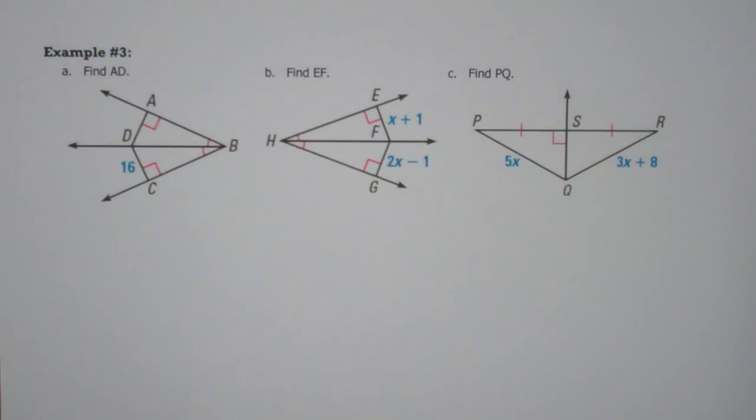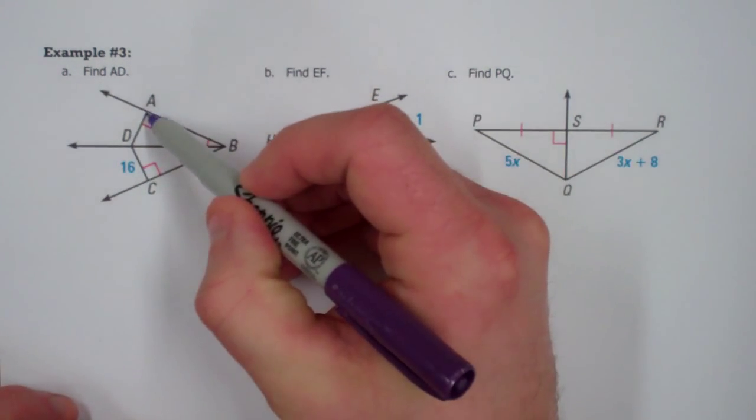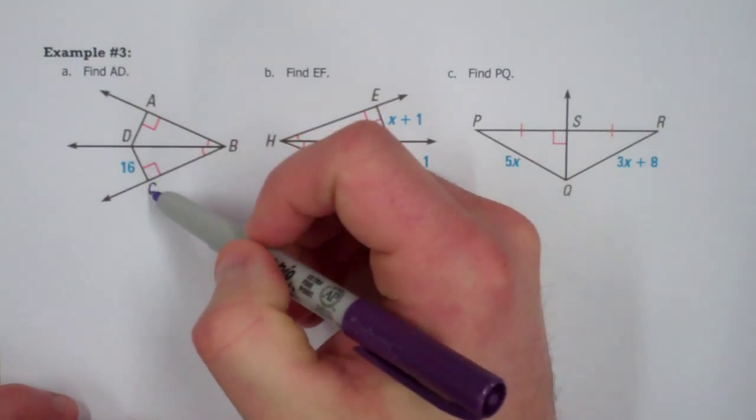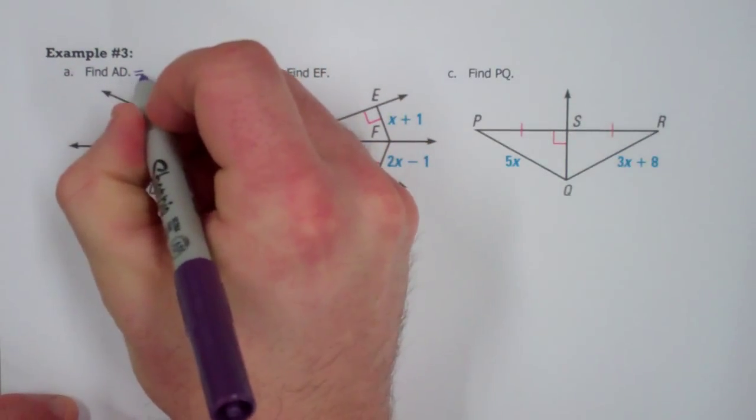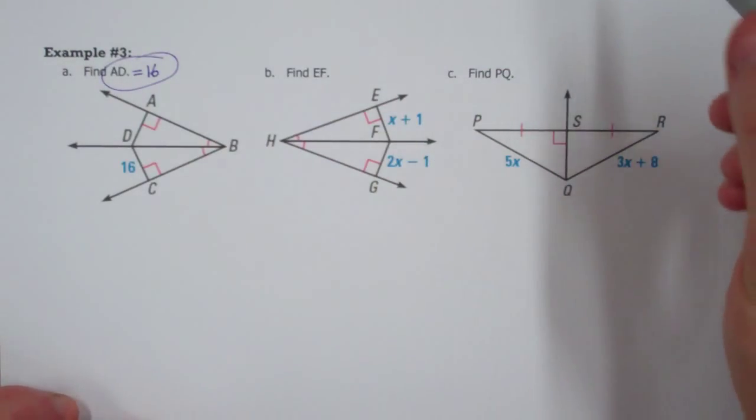In example 3, we have a variety of problems to work with. I believe there's 6 in total. For part A, we're going to work on finding AD. Well, AD here and DC are going to have the same length, so AD is 16.